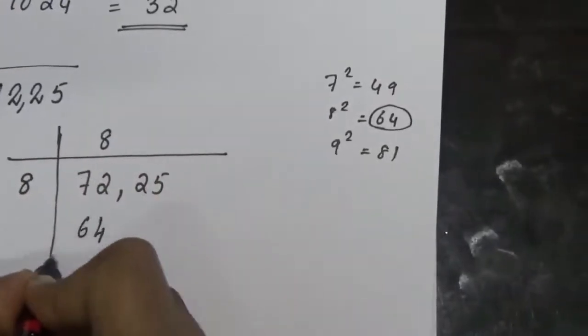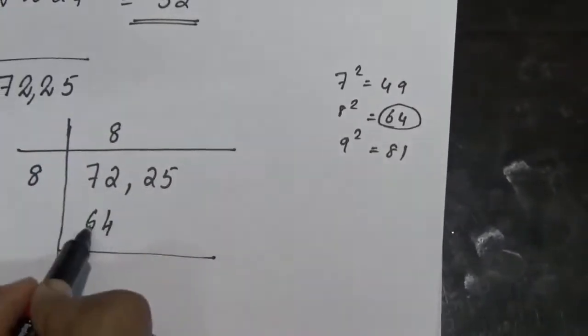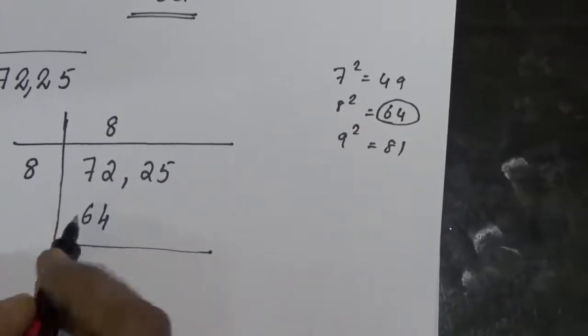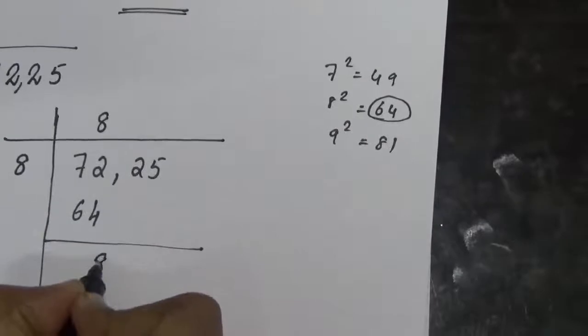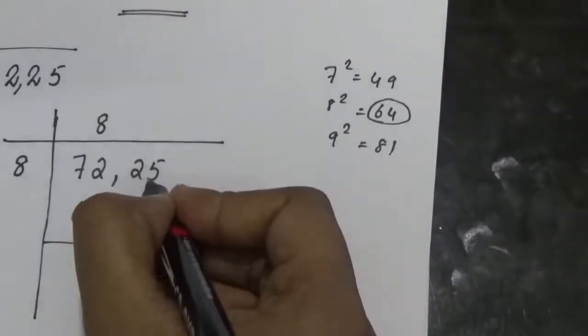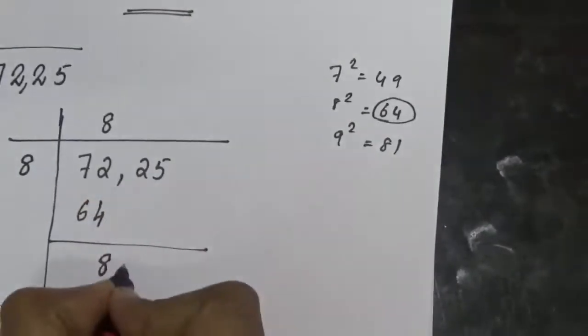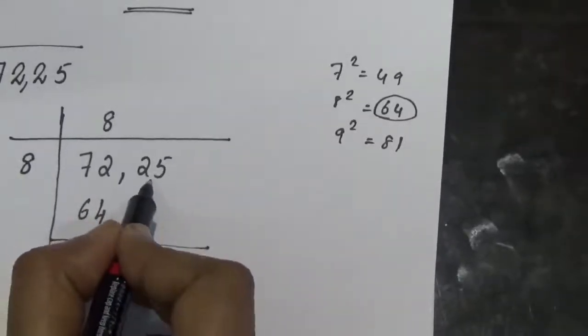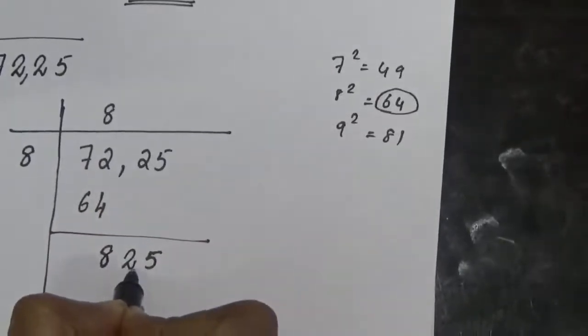Now subtract 64 from 72. What do you get? 72 minus 64 is 8. Now you write the next period of numbers, that is 25, together. That is, we are bringing down the next period, that is 25, here. In the next step, you add these two numbers.